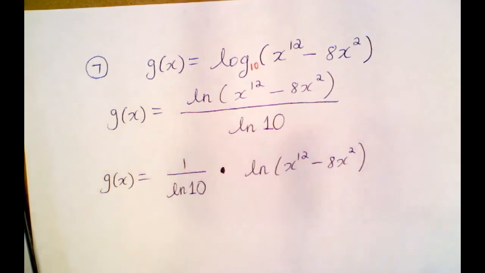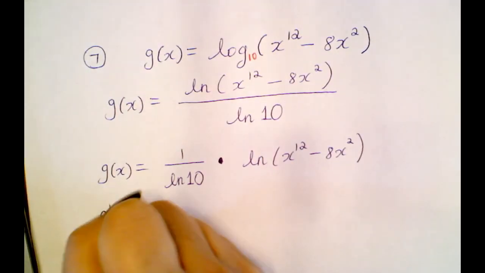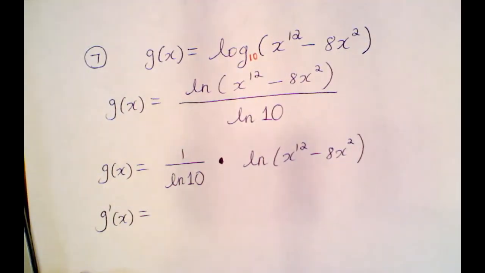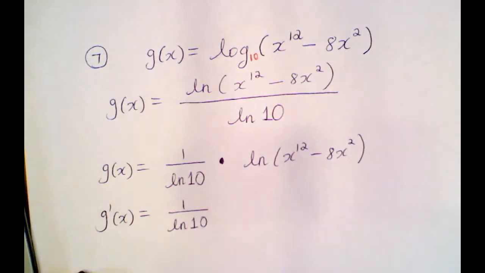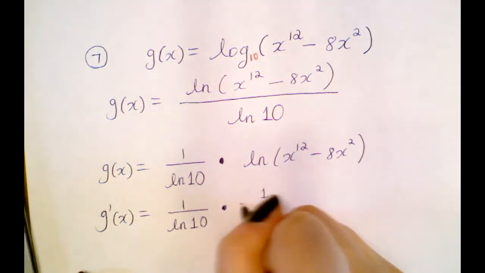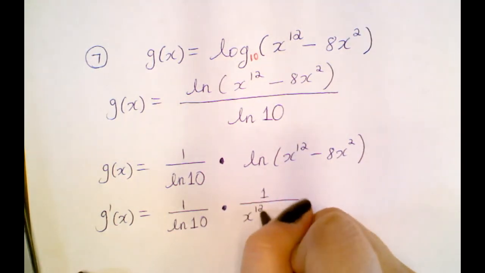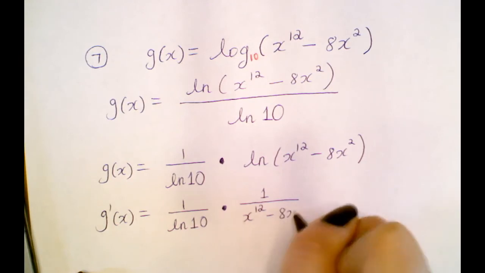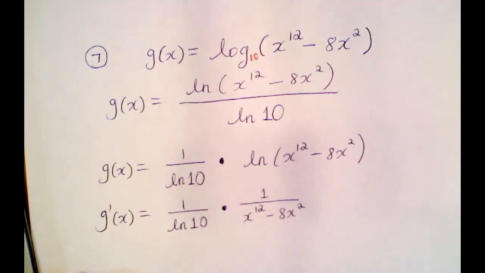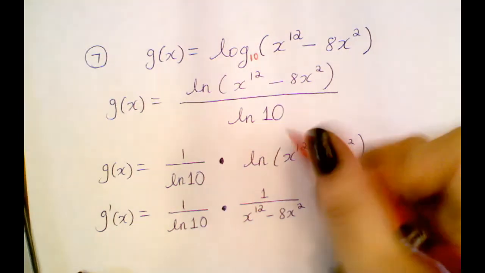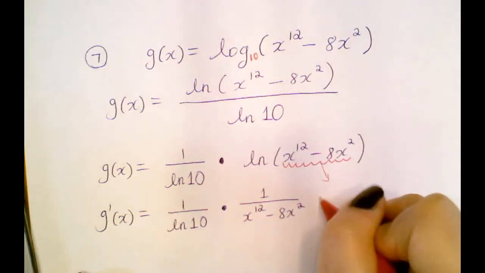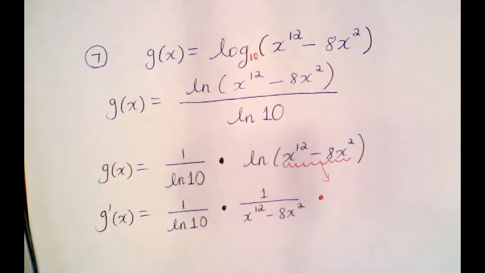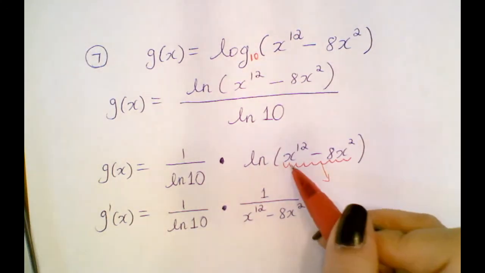Now let's go ahead and finally take the derivative of g of x. Okay, so 1 over natural log of 10 stays exactly the same. Now what's the second one that we need? We need 1 over x to the 12th power minus 8x squared. Now look, because this expression right here needs to be differentiated, we need to take the derivative of this mess.